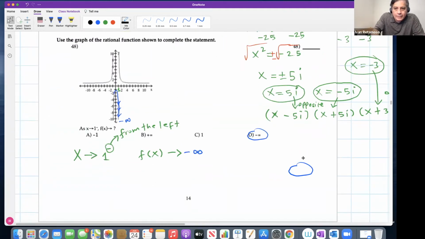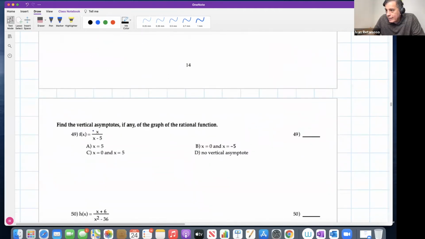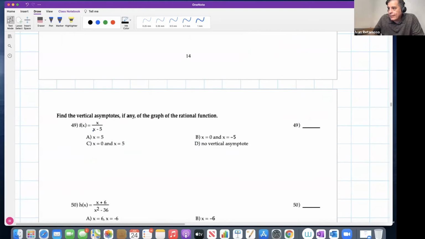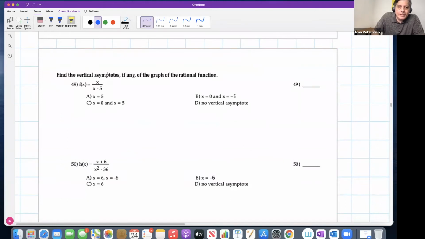Great, excellent. So now let's continue. 49 talks about asymptotes, finding asymptotes. Find the vertical asymptotes, if any, of this graph. For a vertical asymptote, we said simplify first and then set the denominator equal to 0. This is already simplified, right? There is nothing else to simplify. So you set x minus 5 equal to 0. From there, you will get that your vertical asymptote is precisely x equal 5. It's determined by the equation x equal 5. Excellent.